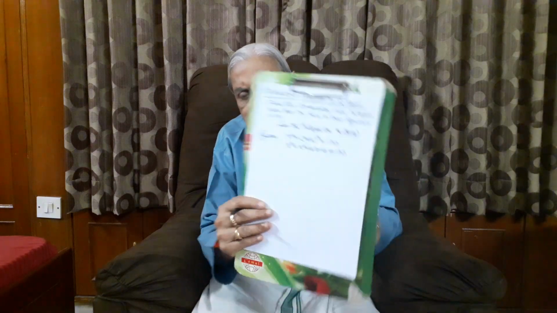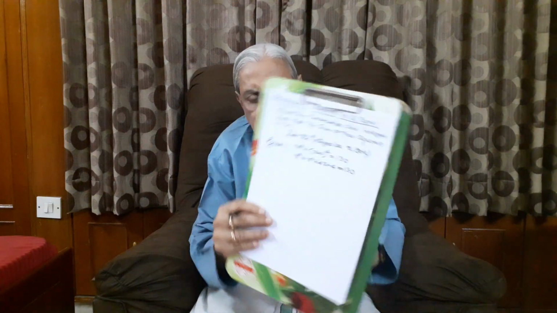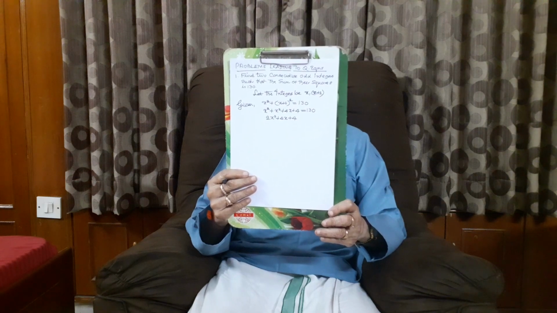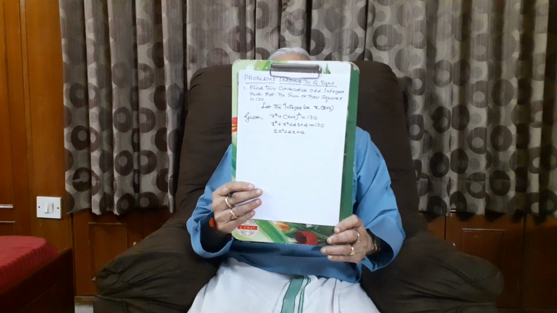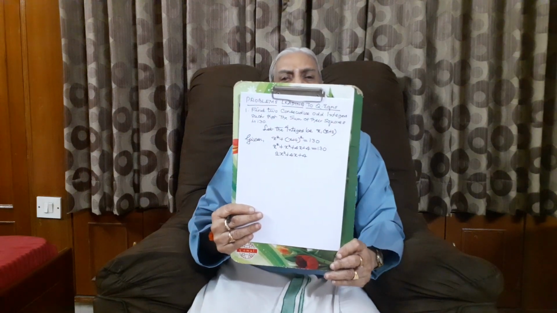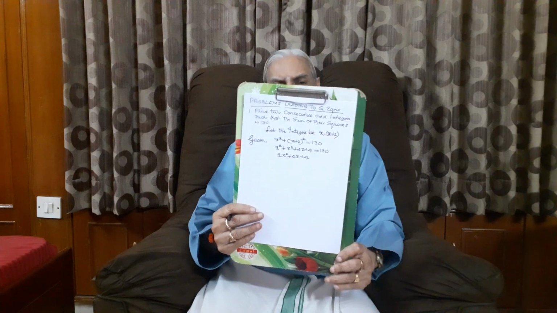That is equal to how much? 130. Okay. Then simplify it further. What is x squared plus x squared? 2x squared. So 2x squared plus 4x as it is plus 4, you write it as it is. 2x squared plus 4x plus 4. 130 is there on the right hand side. Bring it to the left hand side. Why? In order to bring it to the standard form, ax squared plus bx plus c equals 0. Therefore I bring it. Plus 130 will become minus 130, that is equal to 0.